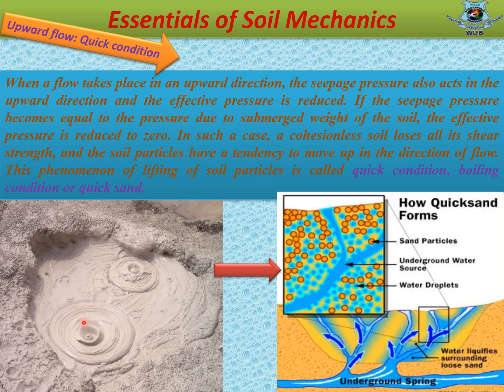When quicksand develops, the soil will look like this, bubbling from the ground. As in quick condition, upward water pressure and submerged weight of soil become equal. So, sand particles will have no shear or bond strength and will not be able to carry any load.